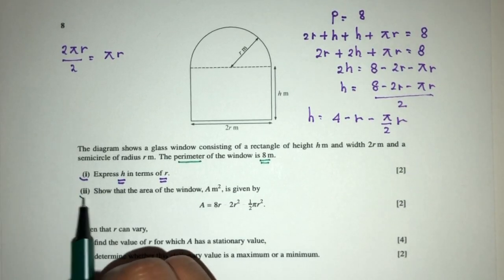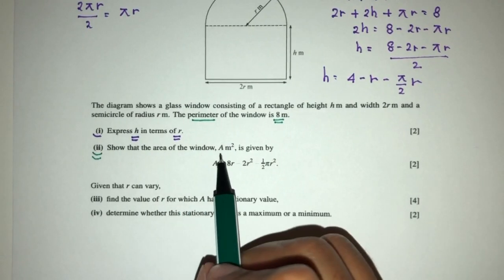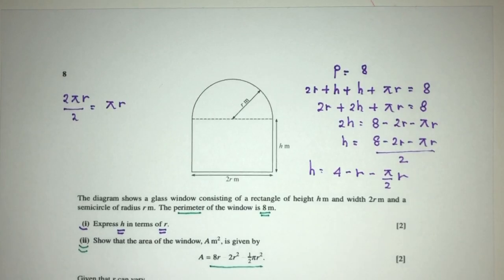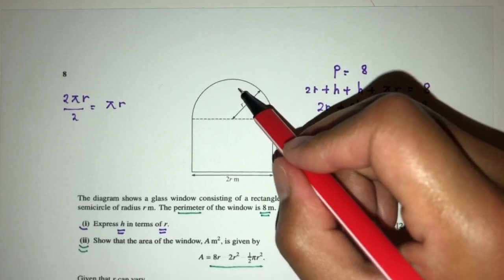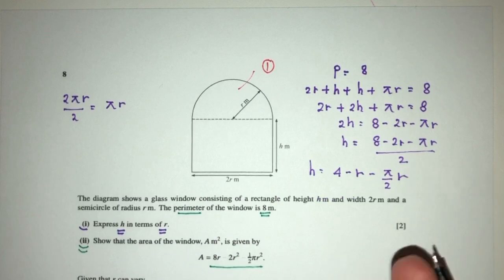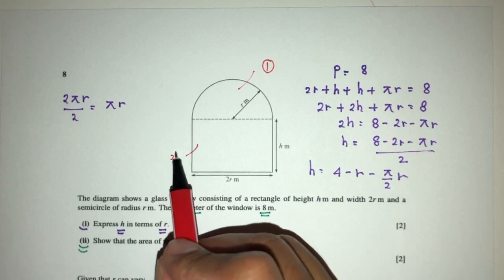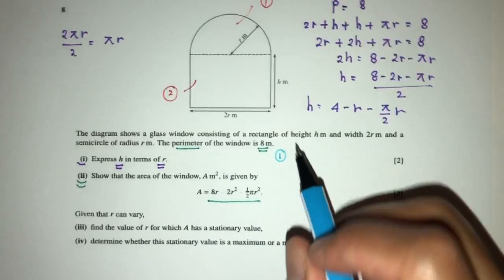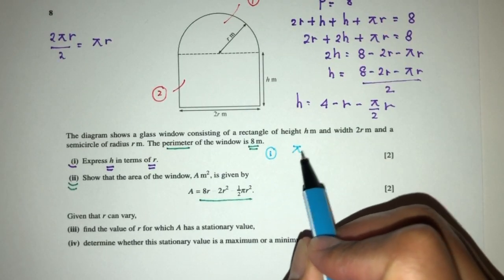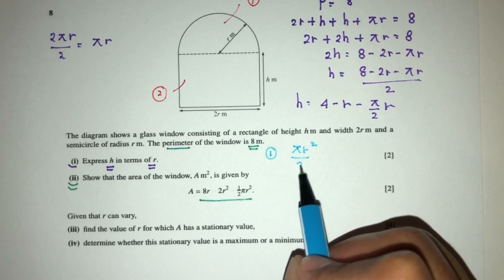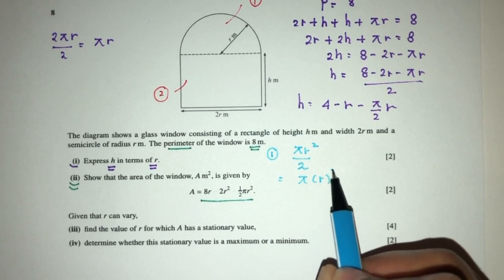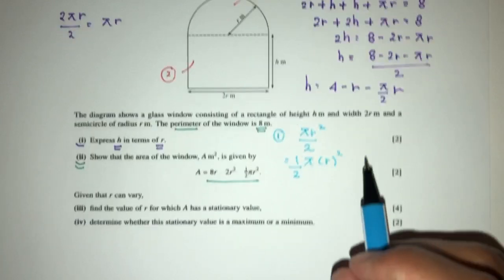Now for part 2, we have to show the area of the window is given by this. So how would you find the area of the window? There's two parts, obviously. On top we have 1, which is the area of the semicircle, and 2, we have the area of this rectangle. So step by step, number 1, semicircle: area of circle is pi r squared, divided by 2. For area of semicircle, that will be pi, radius is r squared, and half is half. So this is part 1.